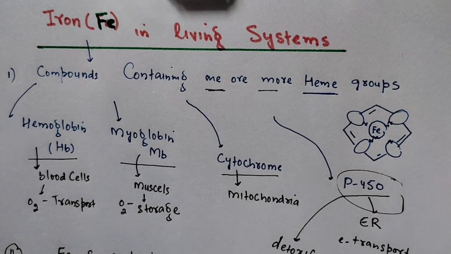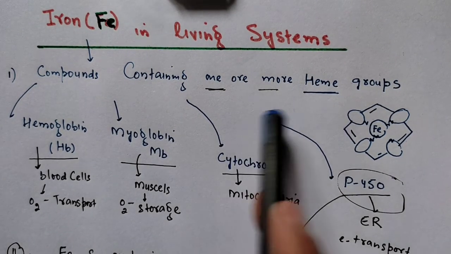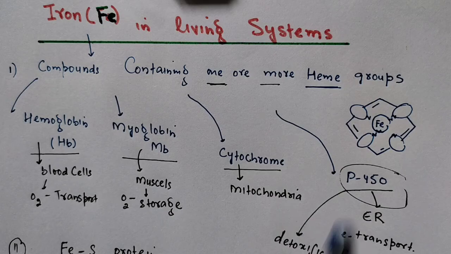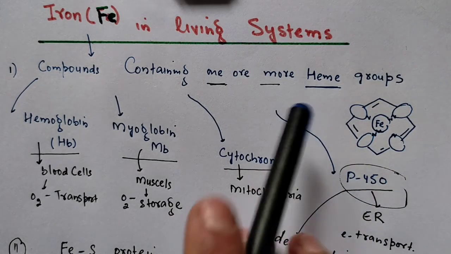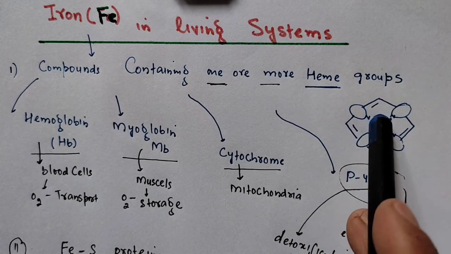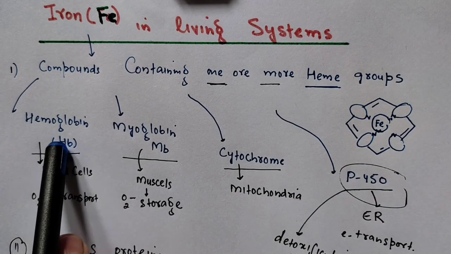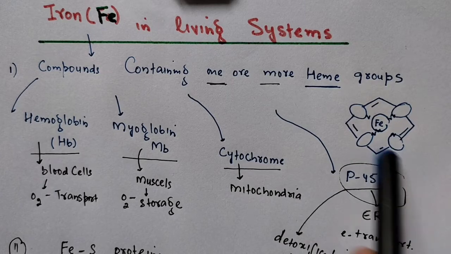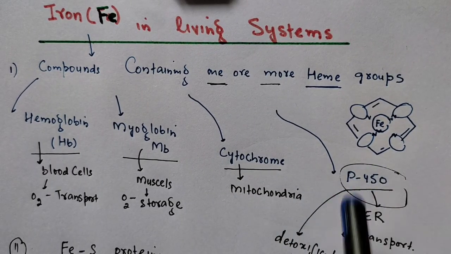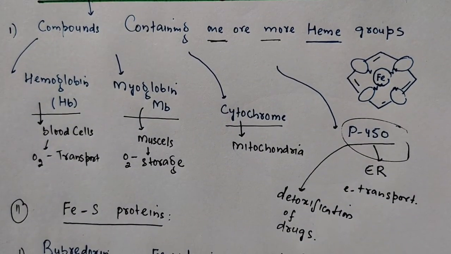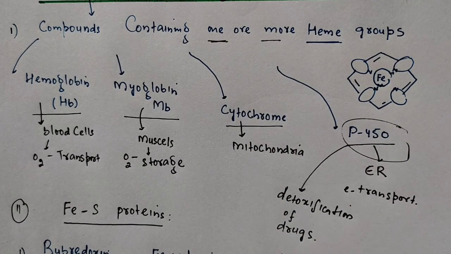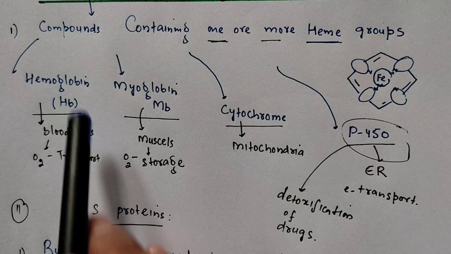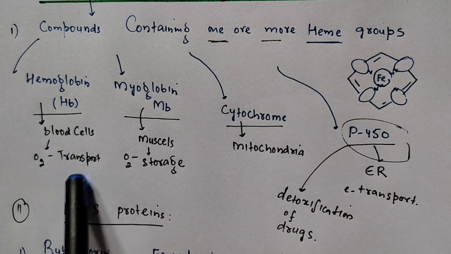So, iron in living systems. Compounds containing one or more heme groups have this type of structure: 4 pyrrole rings connected by methane bridges, with iron at the center. So hemoglobin, myoglobin, cytochrome. These are both cytochromes, but this is cytochrome P450. These cytochromes have an important role in respiration, that is, the electron transport. Hemoglobin, present in the blood cells, is important in oxygen transport.